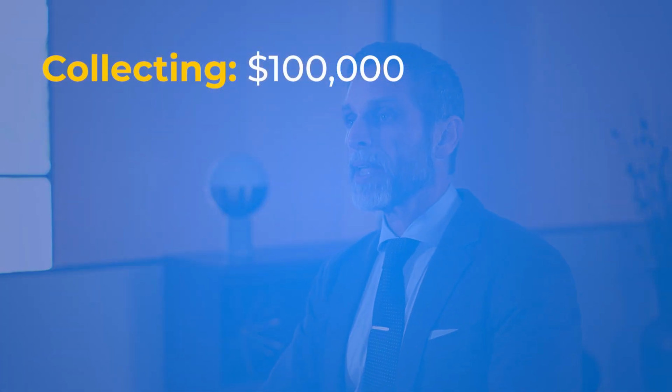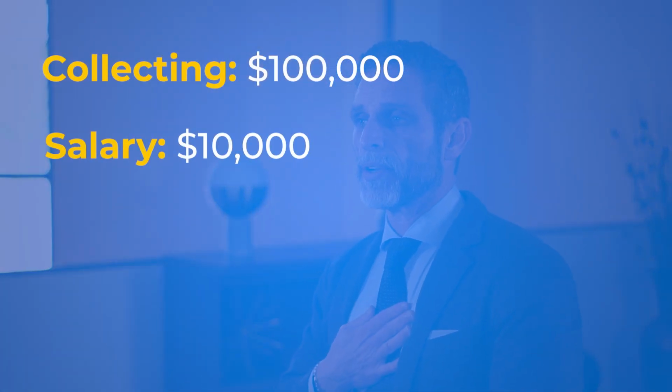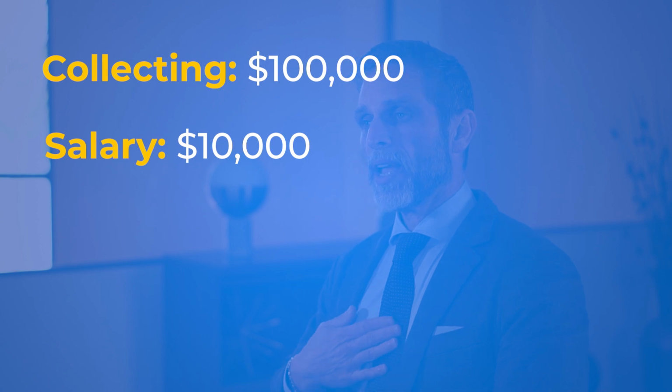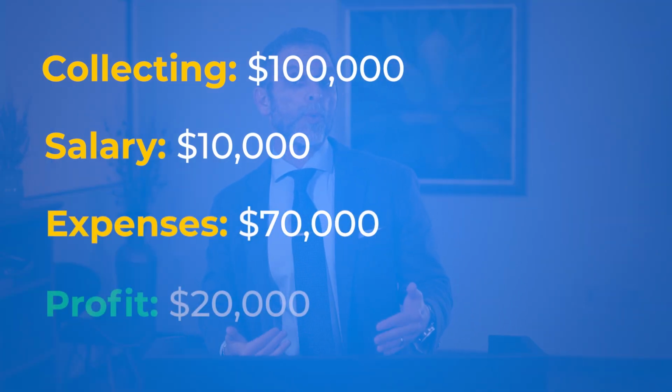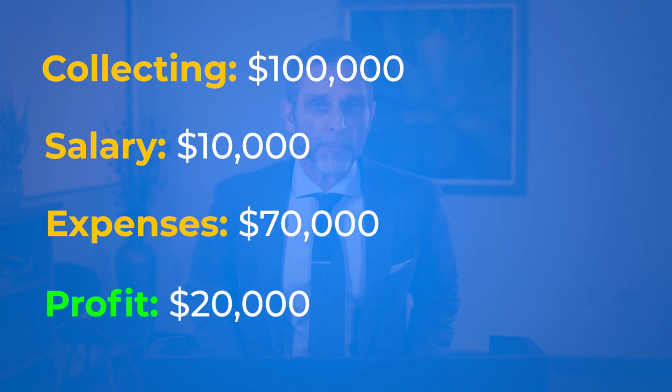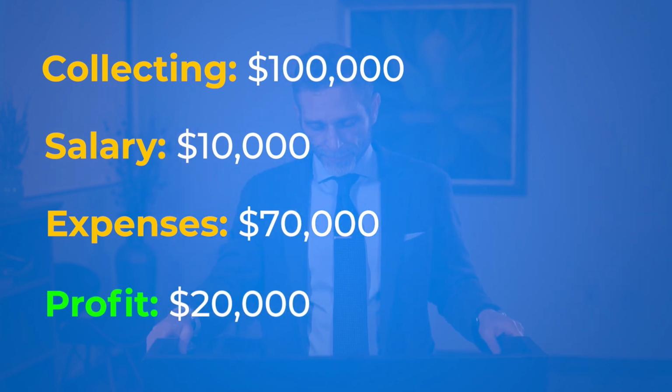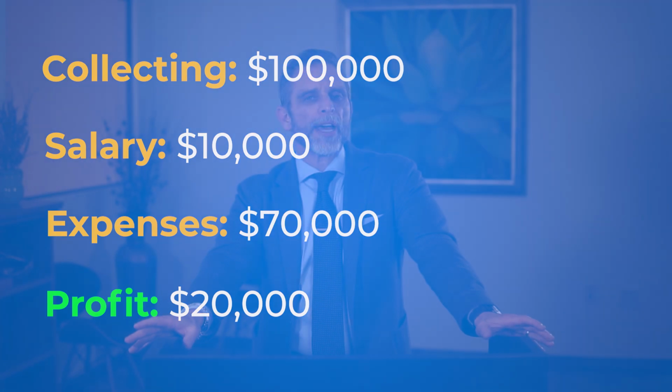So let's transpose this into a dental practice for a second. Let's go back to my earlier example. Practice is collecting $100,000 a month. Doctor is paying themselves $10,000 a month, and that $10,000 plus the $70,000 in expenses leaves $20,000 a month left as the bottom line. That's profit, right? Well, here's what's missing from that equation.